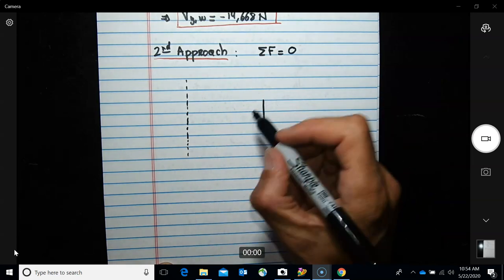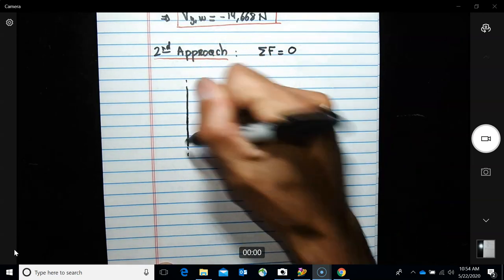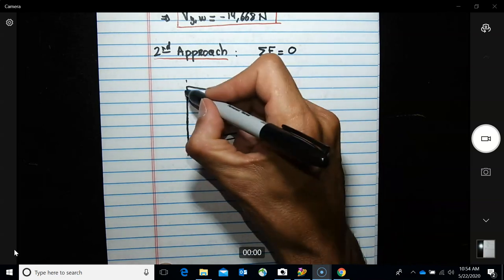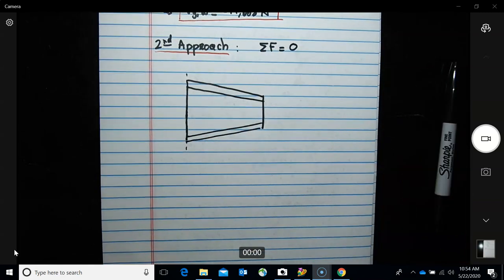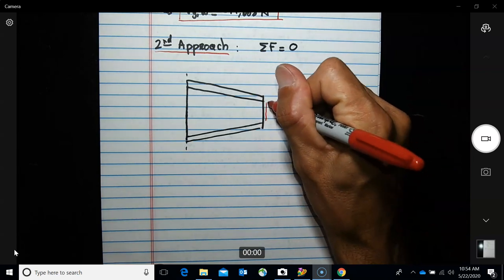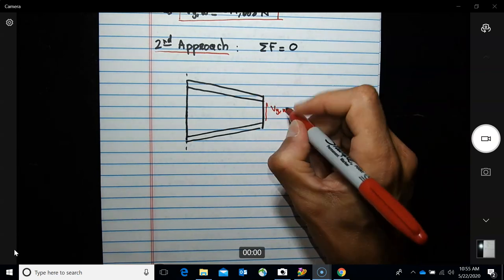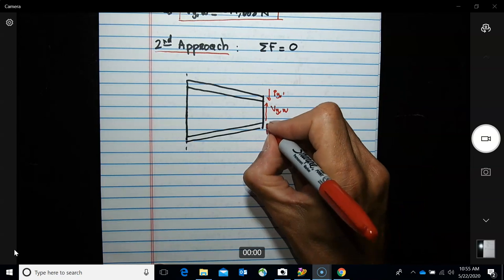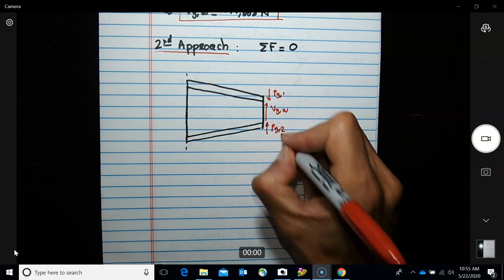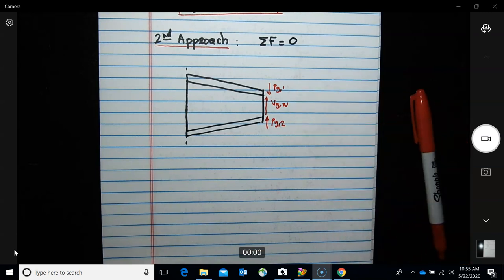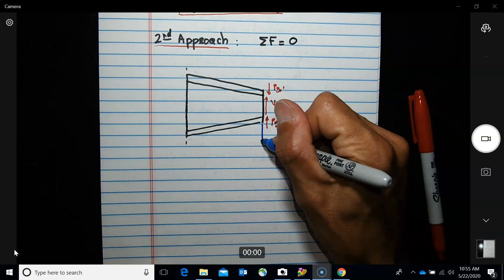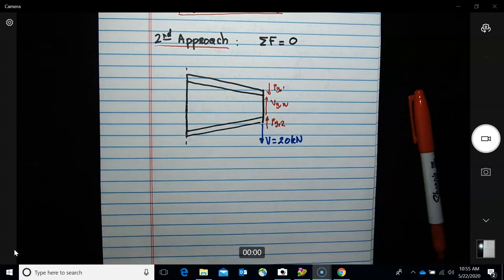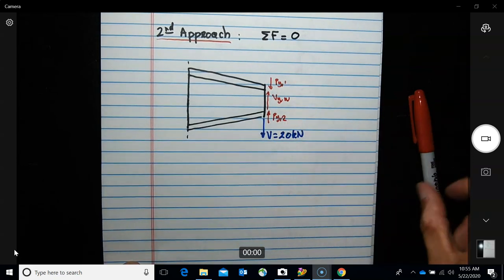Okay, I don't know how much I'm going here. So this would be, let's say, from here to here. On this one, we're going to have the same thing here: the web, P_y1, P_y2, but this time we can put the force V here, which is the 20 kilonewtons, going down. All this will be internal.